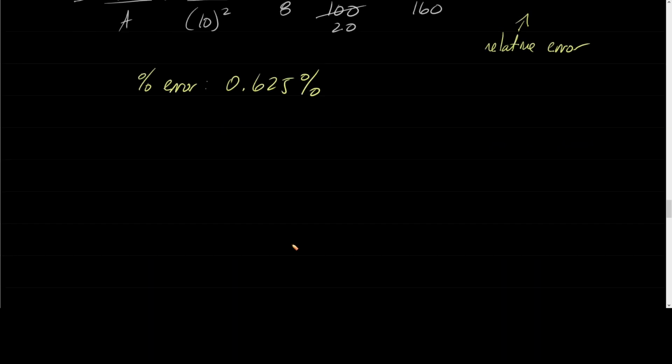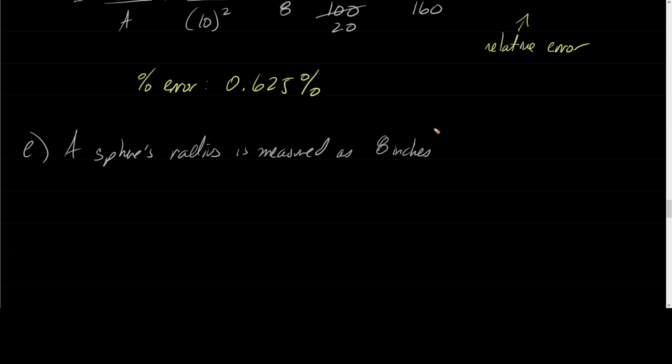All right, so next one, let's do another similar one. E. A sphere's radius is measured as 8 inches with a possible error of 0.02 inches. So again, we're going to use differentials.